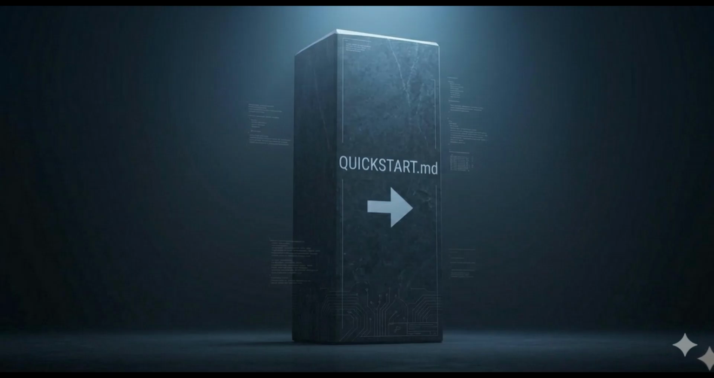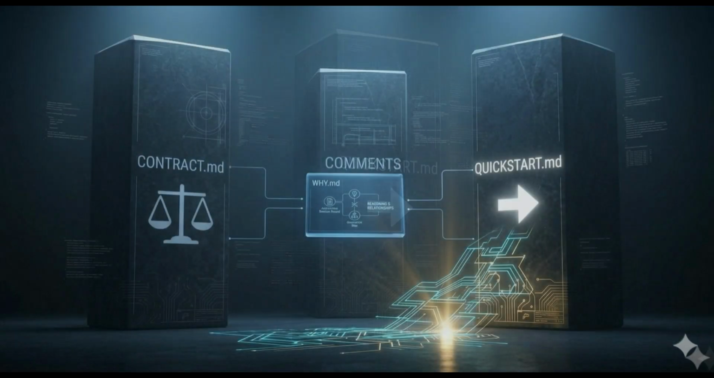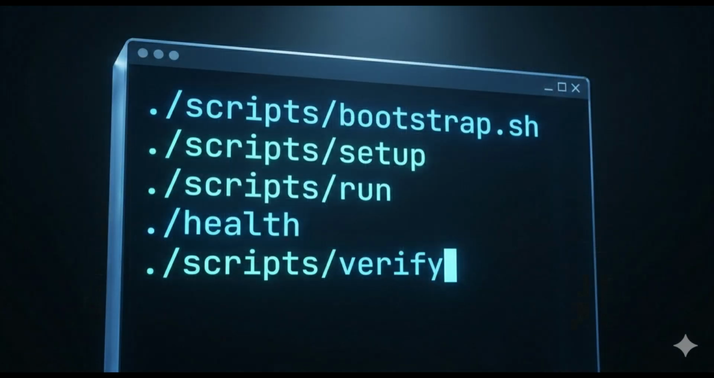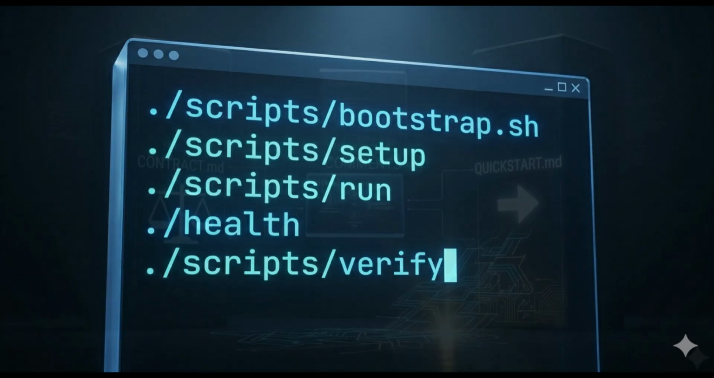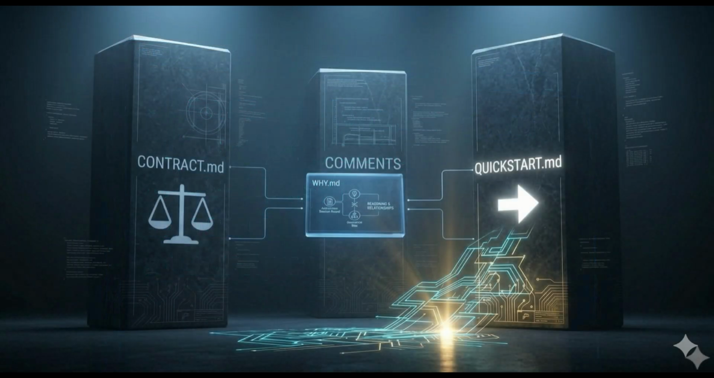Next, QUICKSTART.md defines the operational commands. These are the exact commands a user or an agent should run to work with the system. For our example, we might define 3 categories: setup, development, and verification. Setup might say, run the bootstrap script to install dependencies and prepare the environment. Development might say, run the development server, or run the build command to produce a production build. Verification might say, run the test suite and run the health check script to confirm the system is behaving as intended.